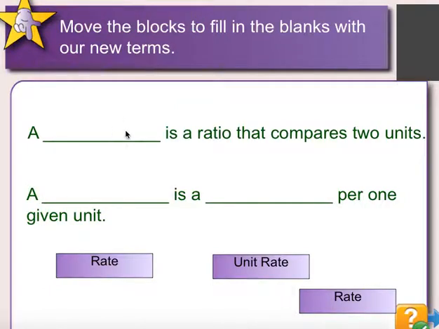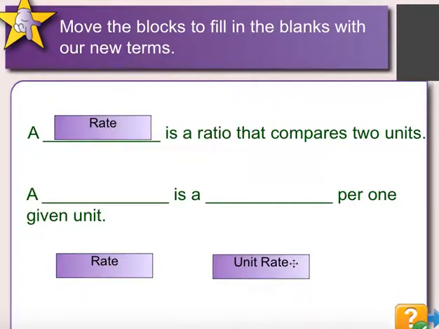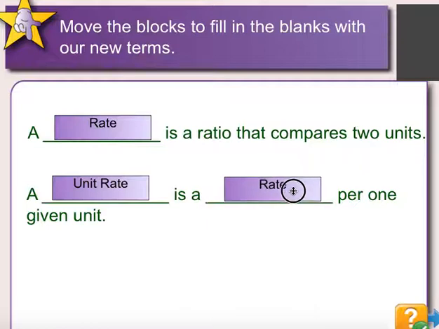A rate is a ratio that compares two units. And a unit rate is a rate per one given unit. Rate is the overall term. Unit rate is a specific type of rate where we have one given unit, typically shown in the denominator of our fraction. And a little hint: if time is involved, time is typically the 1 unit that we look for.